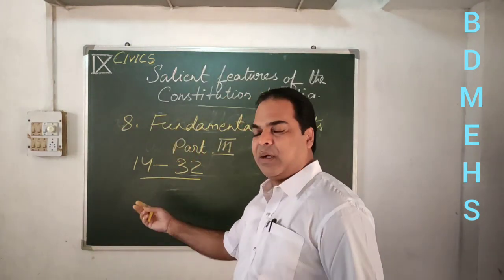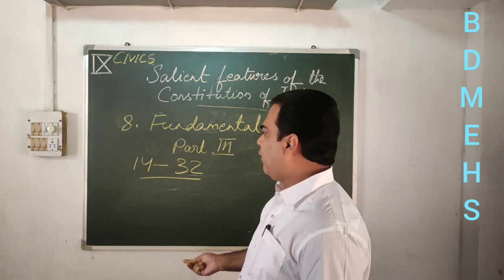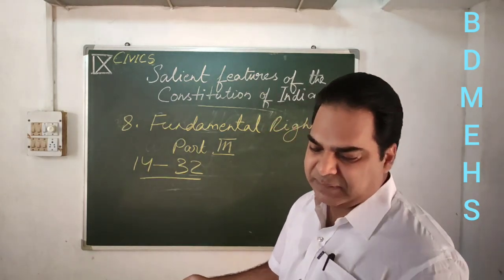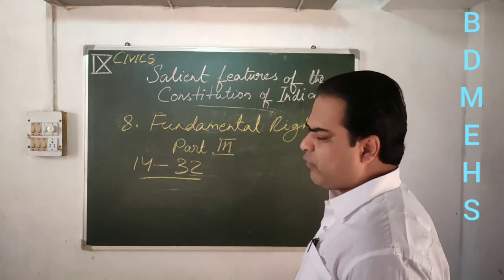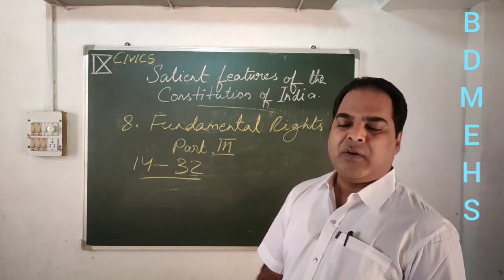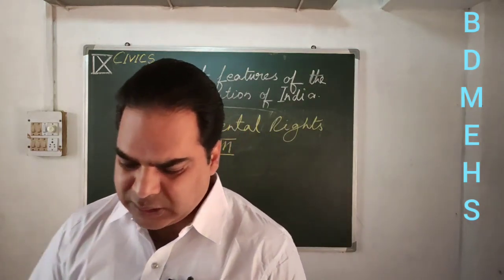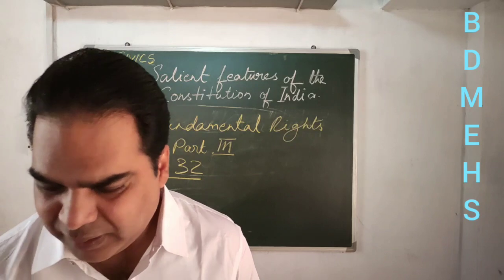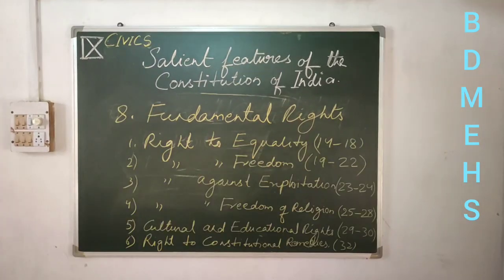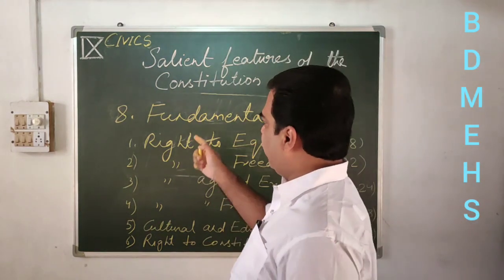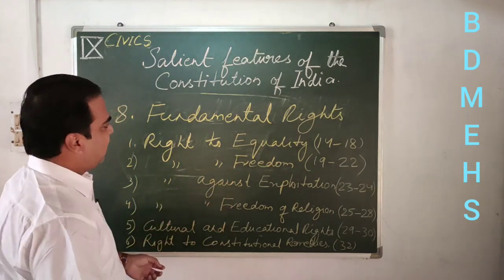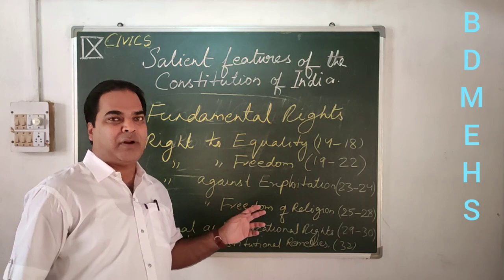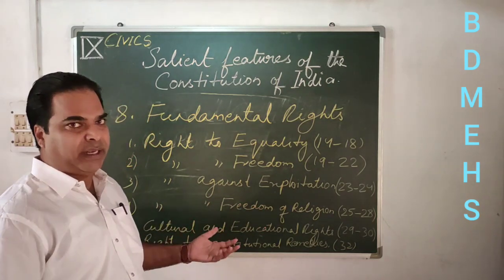Again, these articles are divided into a number of articles. 14 to 19 deals with right to equality. All these articles from 14 to 32 deal with fundamental rights. So let me tell you about fundamental rights. I would like to tell you a little bit about fundamental rights, but we have a separate chapter on fundamental rights which we can discuss later on in a detailed way.